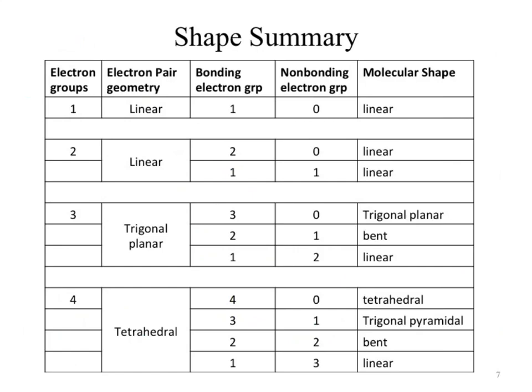What happens if we have 2 groups of electrons? Our electron geometry is again linear, but now we can start to evaluate what's happening with bonds versus non-bonds. If both of those groups of electrons are a bond, then what we're looking at is no non-bonding groups because we could only have 2. It has to be linear. What if one of the groups was a non-bonding pair of electrons? Still going to be linear. There's no other molecules or atoms around it.